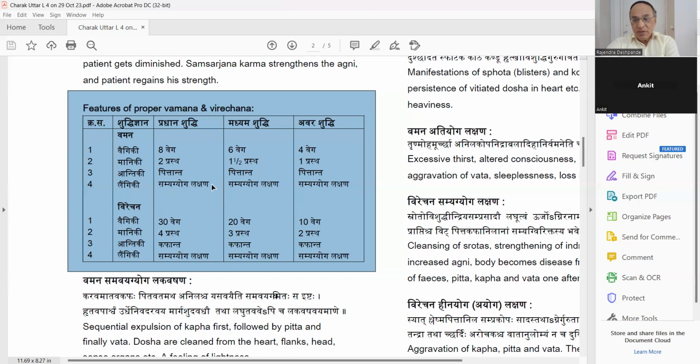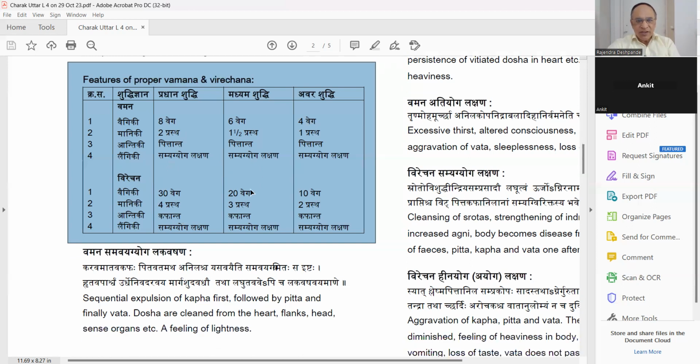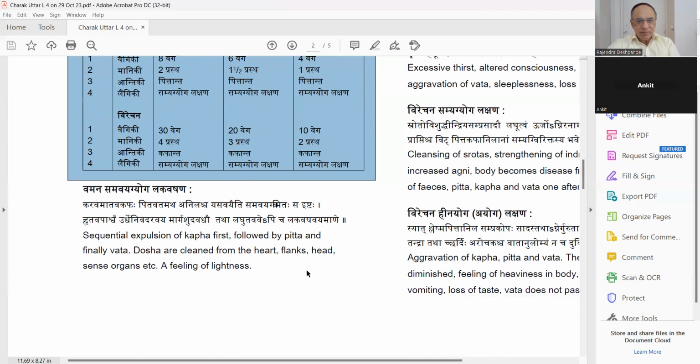Laingiki, Samyak Yoga Lakshana. Lakshana means symptoms. Proper Vamana symptoms. Samyak Yoga means proper, and Asamyak means improper. We are going to see that. What are the Lakshanas of Samyak Yoga? Okay, I think you have understood these 4 tests. Now we will go further.